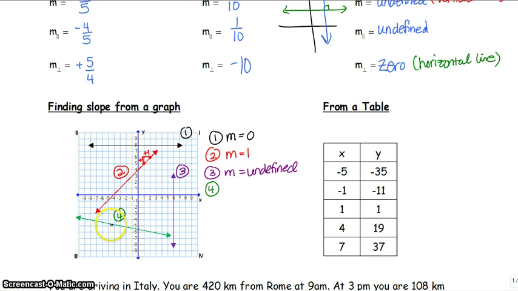Now this is what I was talking about with good points. I would not pick this point right here because it's not good. It's not going directly through a corner. Here we've got a corner, and here. So make sure it's going directly through.